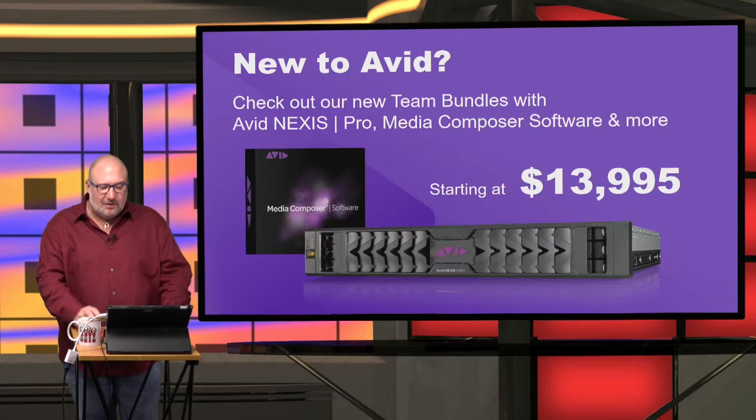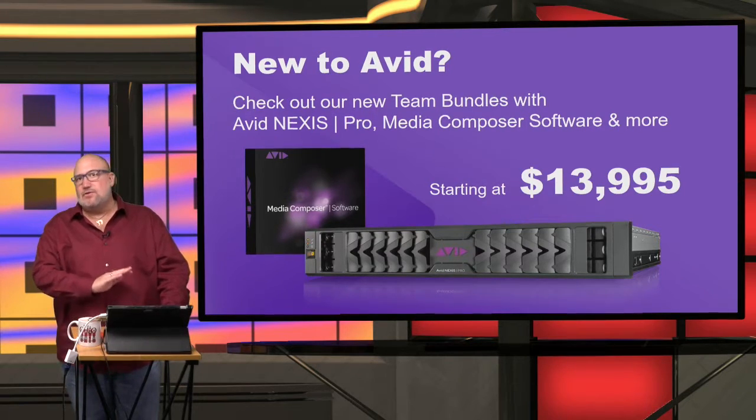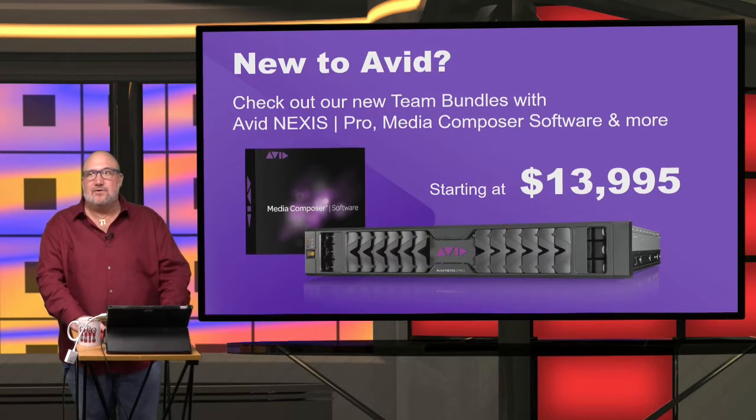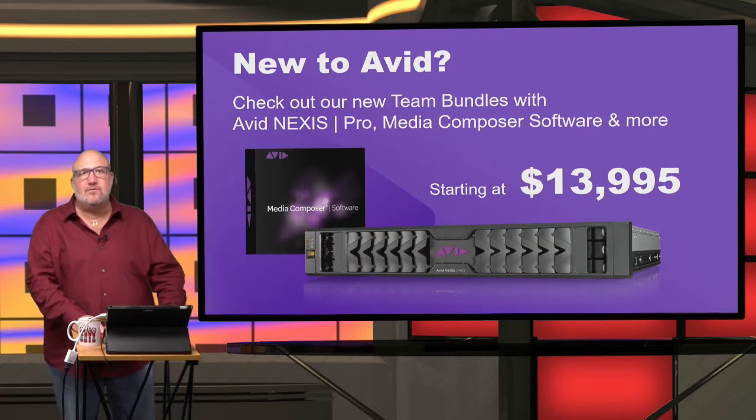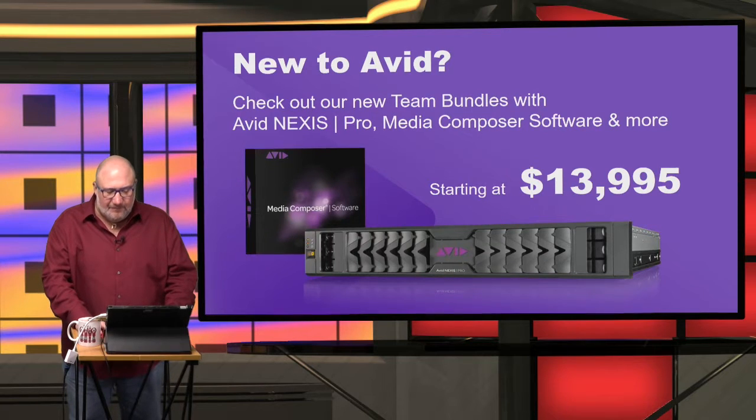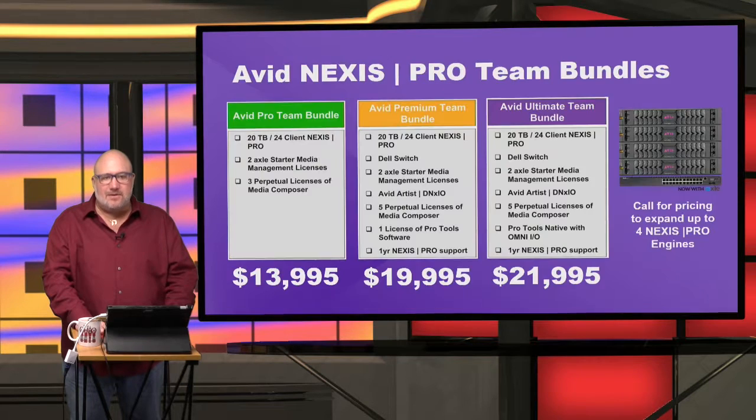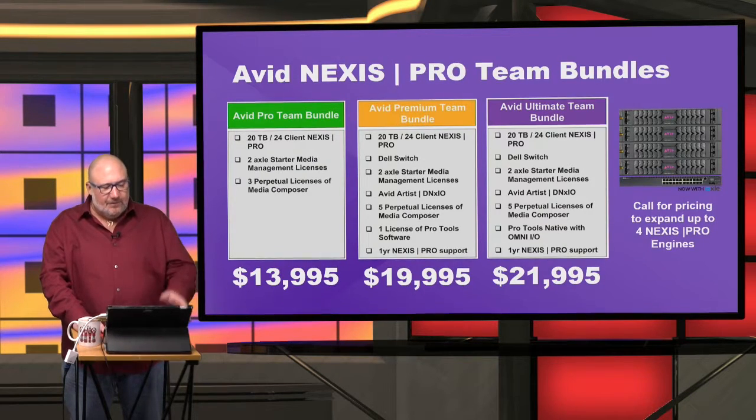But now let's talk about something also that Avid offers, and that's team bundles. Let's say you want to start a fresh team in your corporate facility, in your post house, or you got green-lighted for a project on your own reality TV show. I don't know. Avid's got these team bundles that are really cool. They're starting at $13,995. You start with an Avid Nexus Pro and some Axle seats. There's one with 3 perpetual licenses of Media Composer for $13,995.